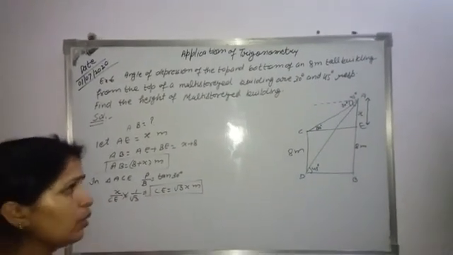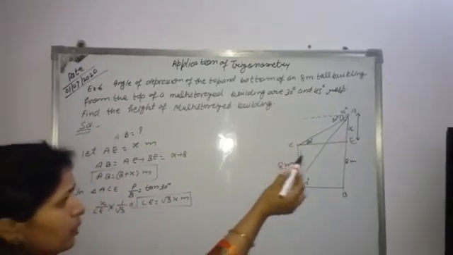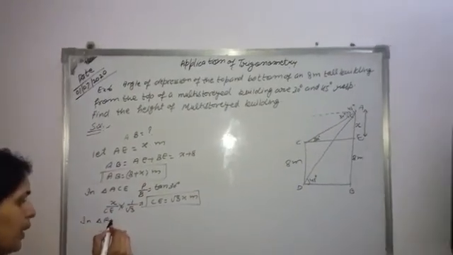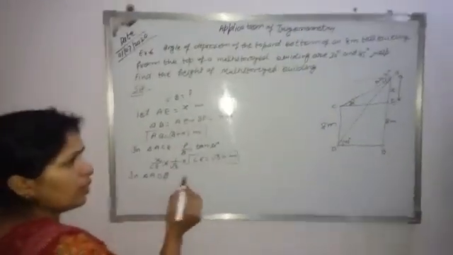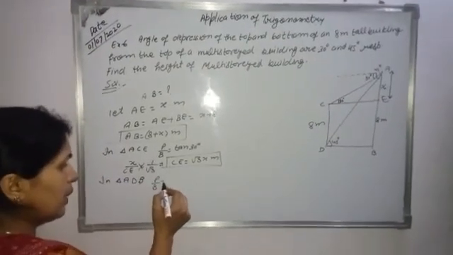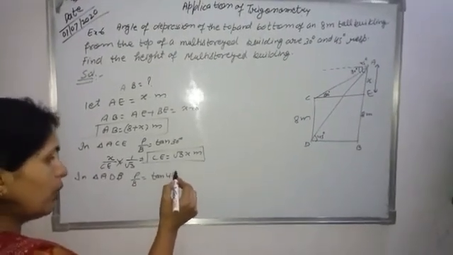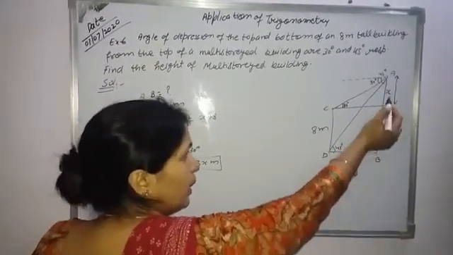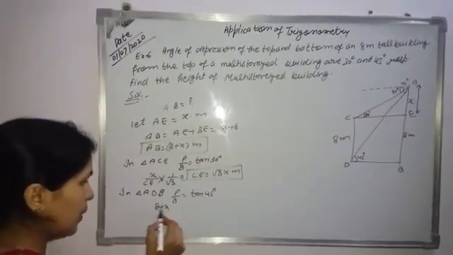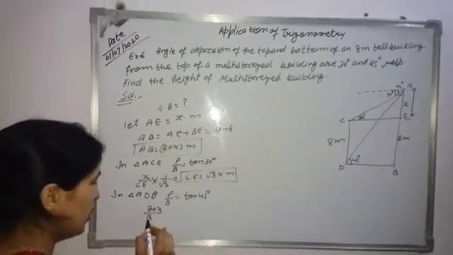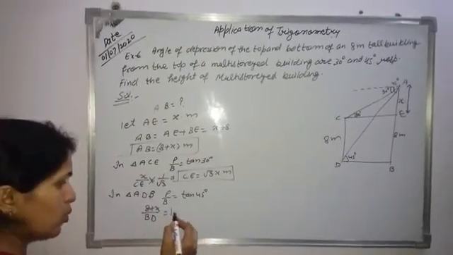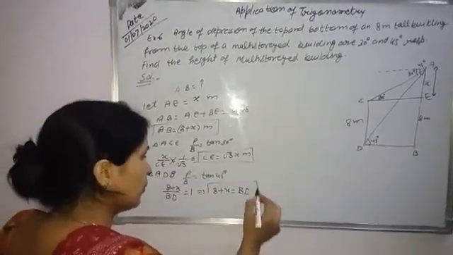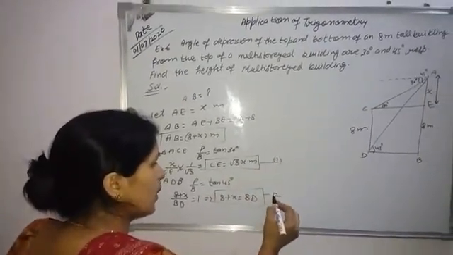Now the second equation we obtain from the second triangle, ADB. In triangle ADB, perpendicular divided by base is equal to tan 45 degrees, and here perpendicular is AB, and AB value is 8 plus X, and base is BD, equal to tan 45, which is 1. So we can see that 8 plus X is equal to BD. This is our second equation.